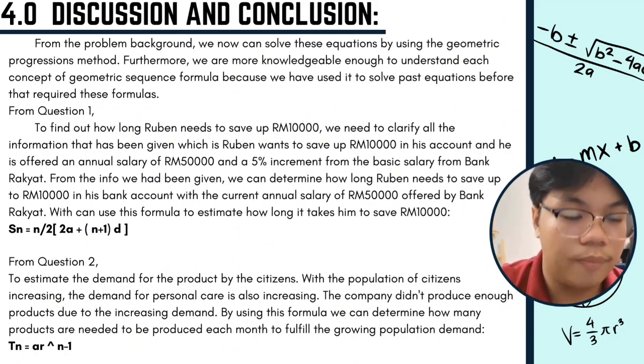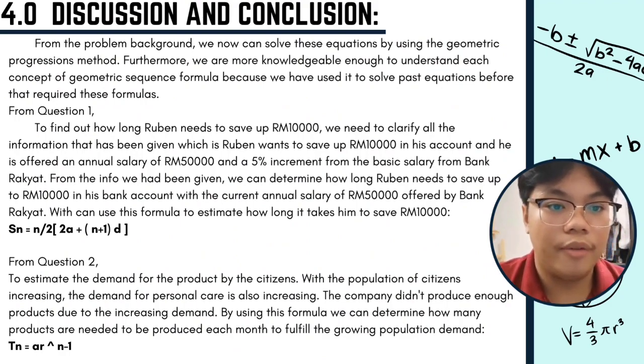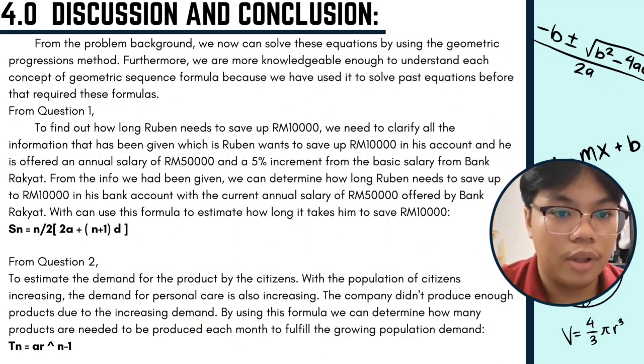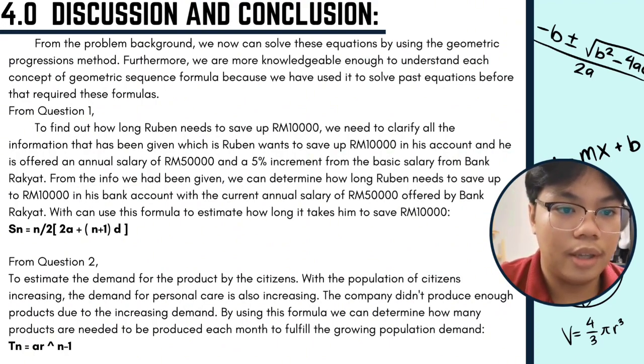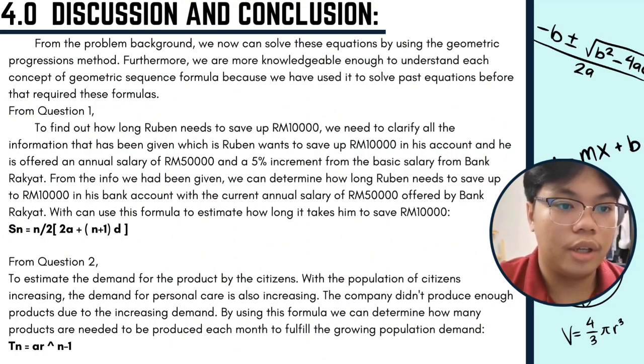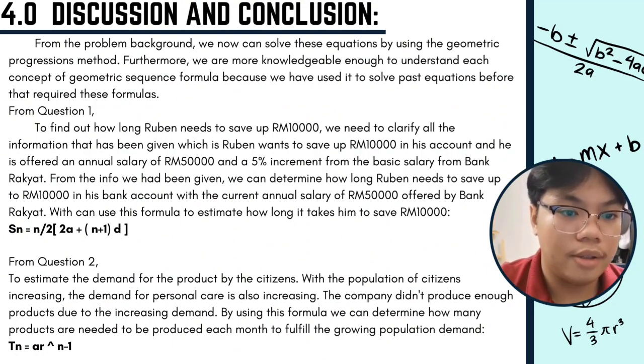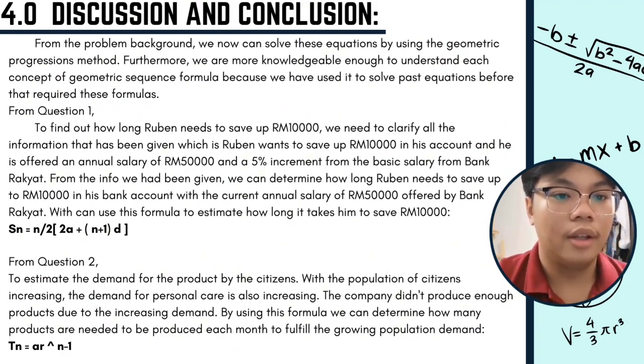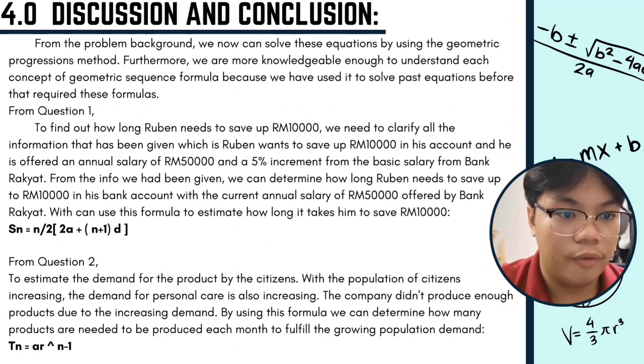For question 2, to estimate the demand of the product by the citizens, with the population of citizens increasing, the demand for personal care is also increasing. The company didn't produce enough product due to the increasing demand. By using this formula, we can determine how many products are needed to be produced each month to fulfill the growing population demand. Here's the formula.